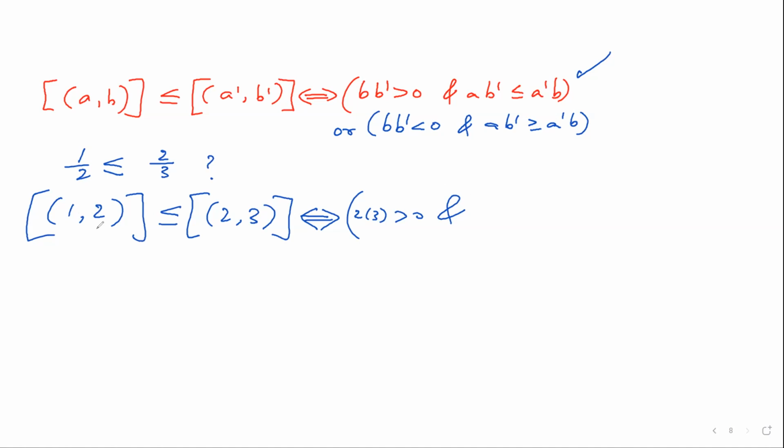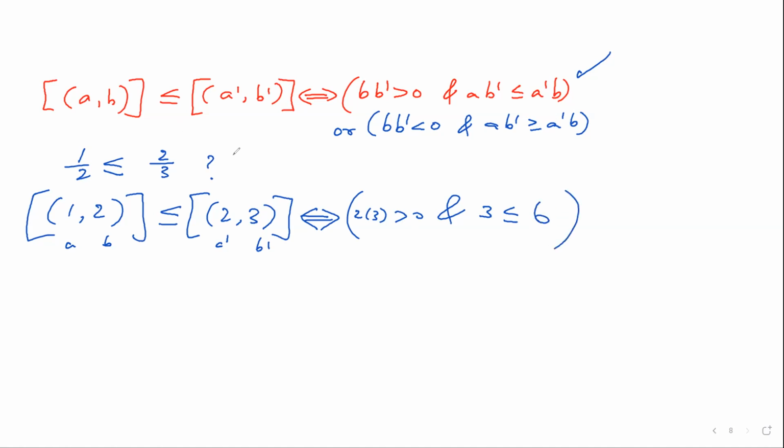And b prime, a prime, b prime. What is b prime equal to in this case? Sir, a b prime would be 1 into 3, which is 3. Is 3 less than or equal to a prime b? Yes, sir.